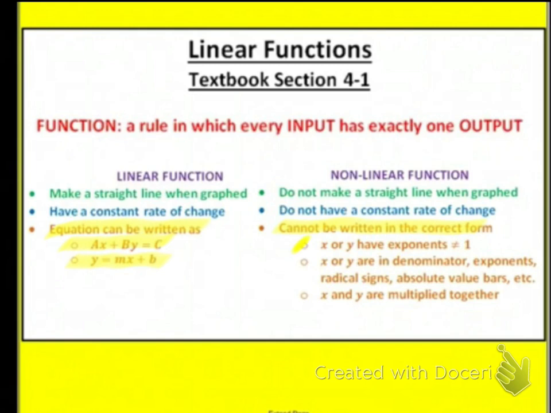X or y cannot have an exponent that is not 1. An exponent has to be what looks like no exponent, or a 1. Any other value will make it nonlinear. X and y cannot be in the denominator. It cannot be the exponent. It cannot be in the radical sign, an absolute value bar, or several other things. And also, the last thing is x and y cannot be multiplied together.